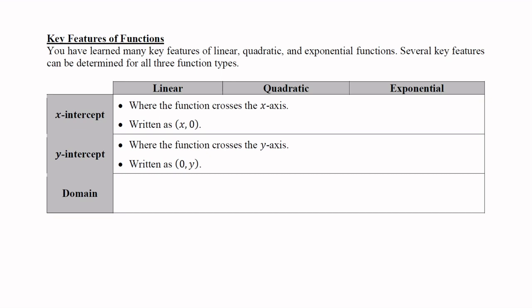The domain for all three of these is the set of all x values, and for all three functions, the domain will be negative infinity to positive infinity. So whether you're given a linear, quadratic, or exponential function, your domain will be all real numbers.